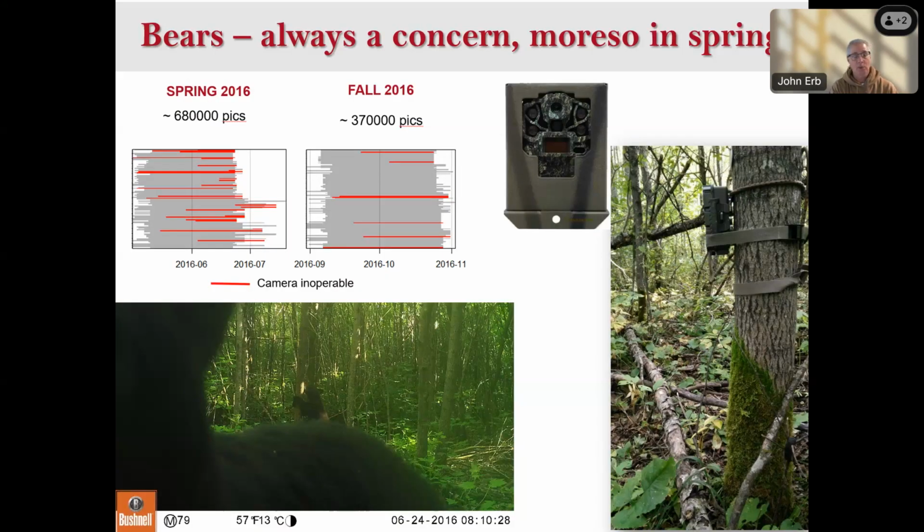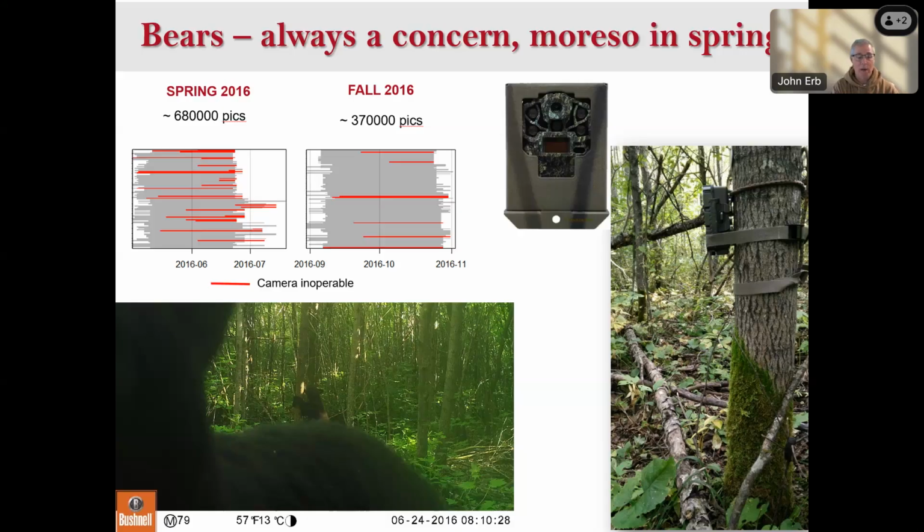The red lines show cameras that we considered to have become inoperable for one reason or another. So in the spring, we had many more cameras become inoperable. There were several reasons, but bears were a big one. In the spring, when bears come out of hibernation, they're hungry. Bears are always curious about novel things in their environment. We had a lot of cameras knocked down by bears.